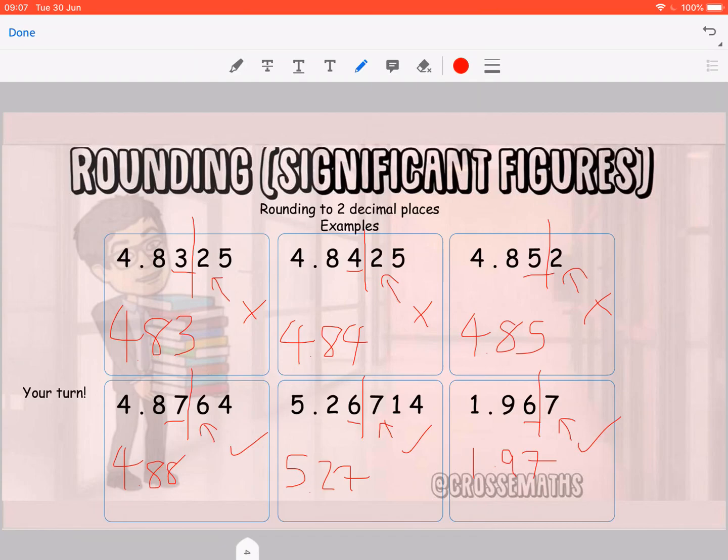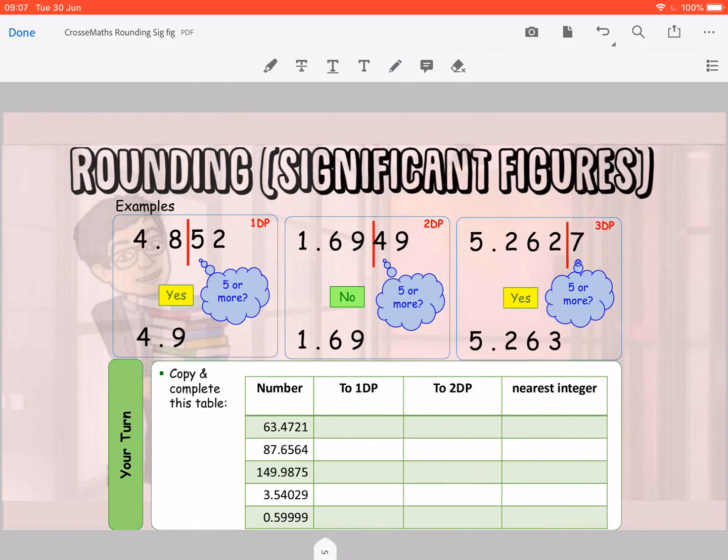Those 3 work. Right, what I'd like you to do is pause the video for me and have a go at filling in this table. Nearest integer just means number. It's not a complicated word. Integer just means number. Pause the video, have a go. Those examples at the top are there to help you.